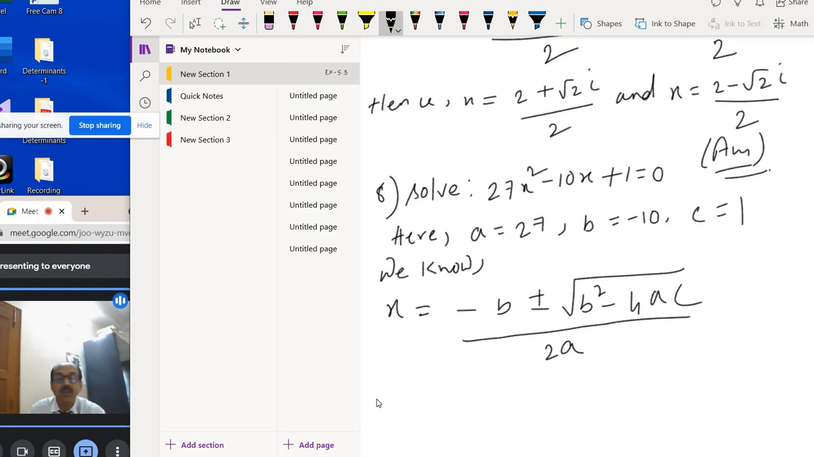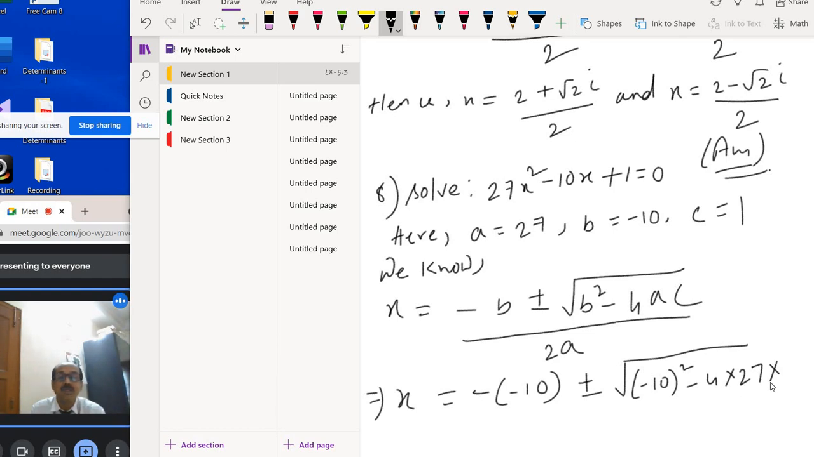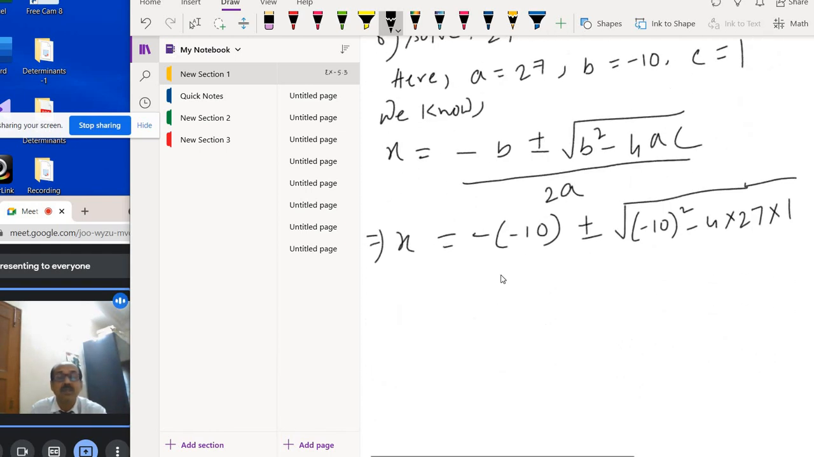Okay, now put all the values of a, b, c. So x equal to b is minus 10, so minus into minus 10 plus minus under root b square, that is minus 10 whole square, minus 4 into a is 27 into c is 1, divided by 2 into a is 27.